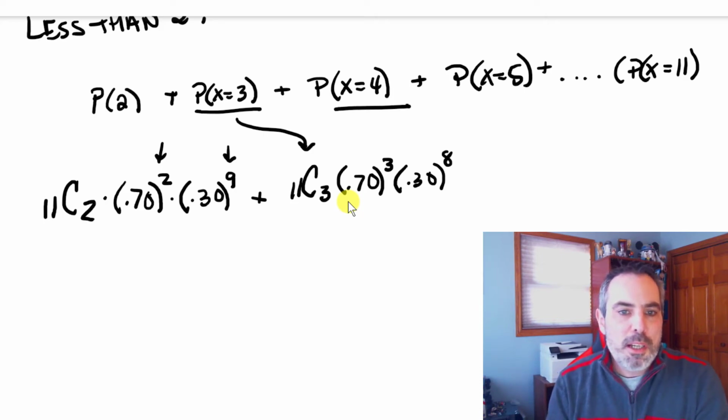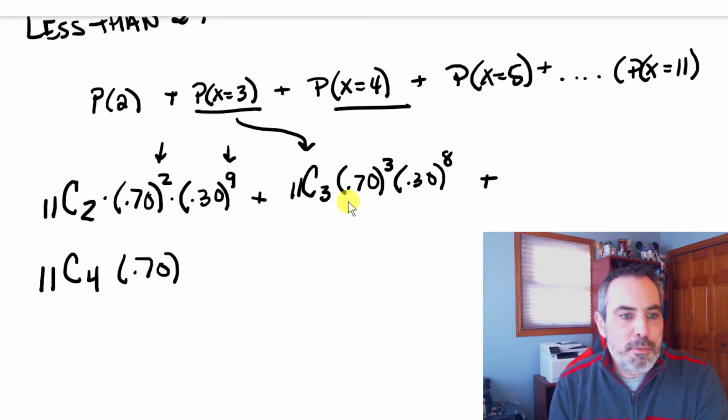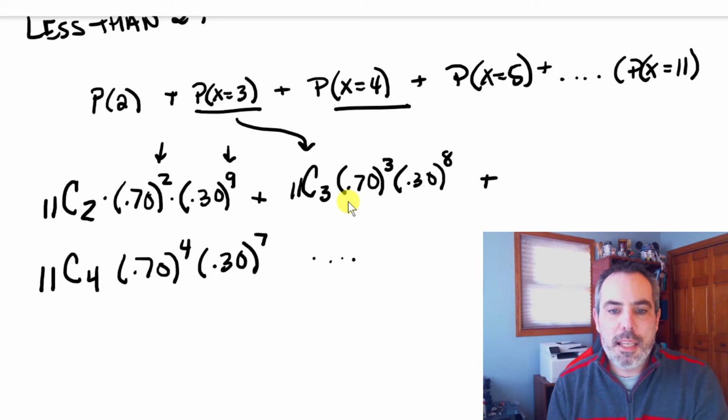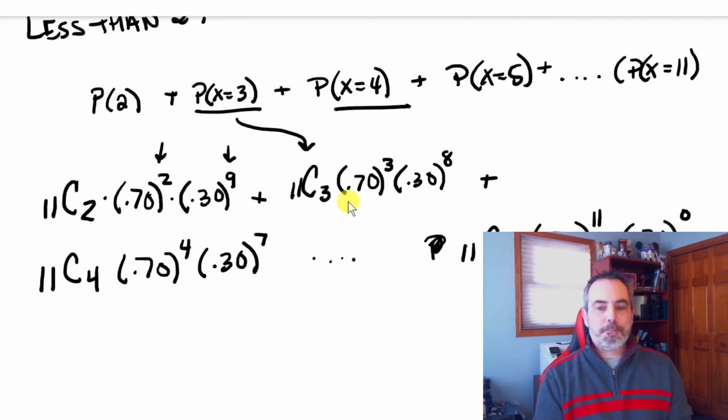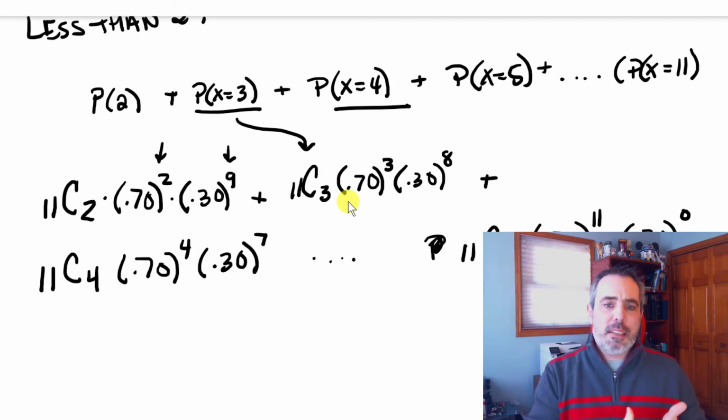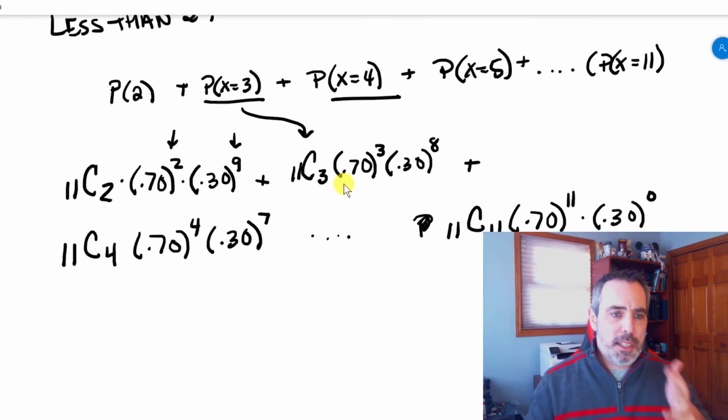If I want 4, I have to add 11 insects, 4 of them die. The probability that 4 die times the probability that 7 live, right? This keeps on going until I get to 11 insects taken 11 at a time, times the probability that all 11 die, times the probability that none of them live, right? So as you're going through this, that's a lot of addition and subtraction to keep track of.